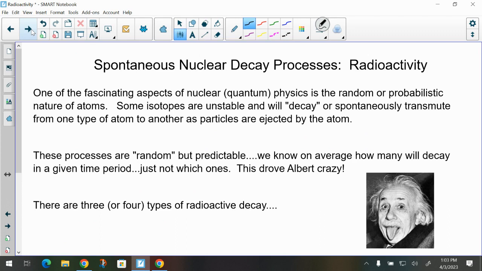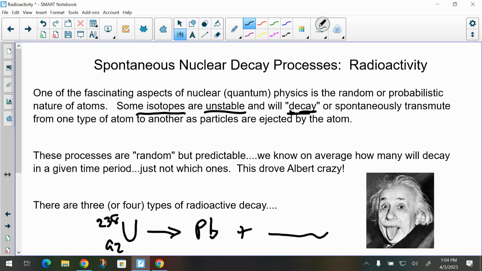So if he thinks about an isotope, I said some isotopes are unstable and they decay. The phrase we give is decay. Decay just means they fall apart. I said spontaneously transmute, so they'll spontaneously change from one atom to another. So for example, I'll show you a couple examples of these, but if I take some uranium and it's 238, and this might be the example on the next page, 92, 238. If I wait long enough, that uranium just falls apart, turns into lead, and it turns into some other stuff. So it just falls apart.